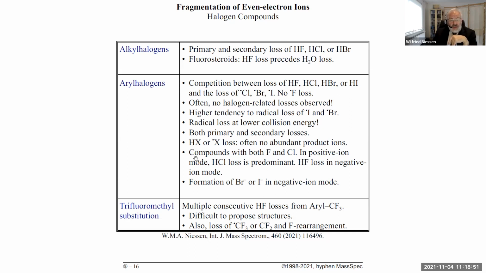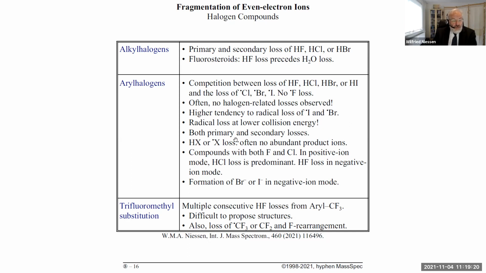If you have an aromatic halogenated compound with bromine or iodine, you can, in negative ion mode, also see the m/z 79 and 81 for the Br minus, or the m/z 127 for the I minus. And we will see some examples of this in the examples to follow.